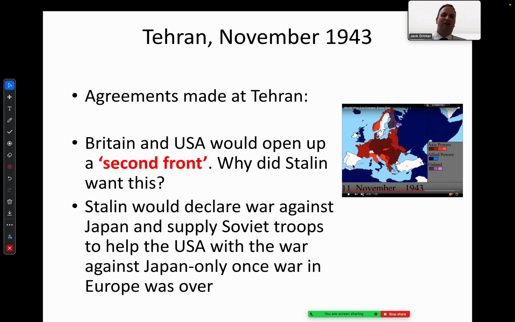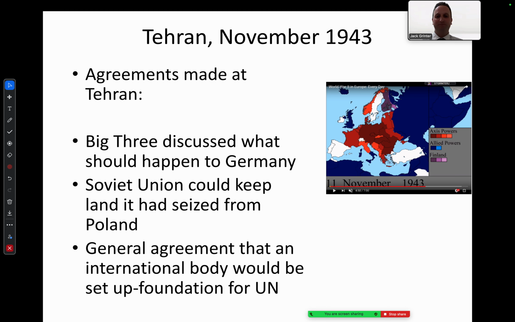The second one is Stalin agreed to declare war against Japan and supply Soviet troops once the war in Europe was over. So the priority at this point was still defeating Nazi Germany for the Soviet Union. They also discussed what should happen to Germany, but I think the division of Germany happens at Yalta, so I wouldn't worry as much about remembering that for Tehran.